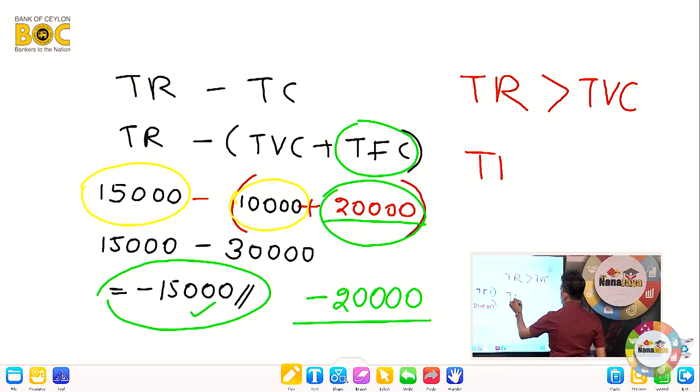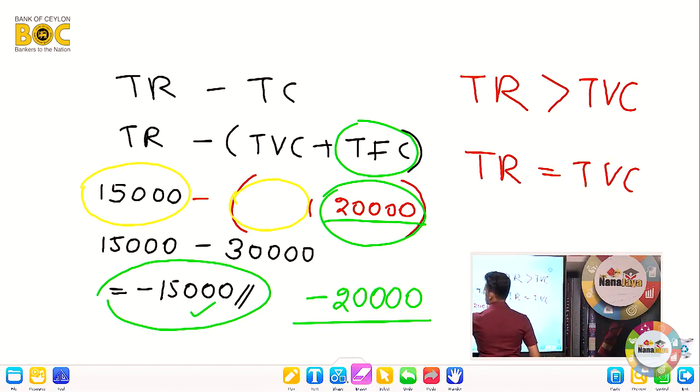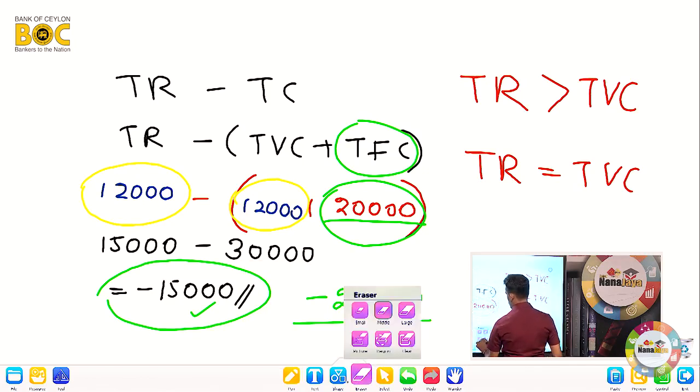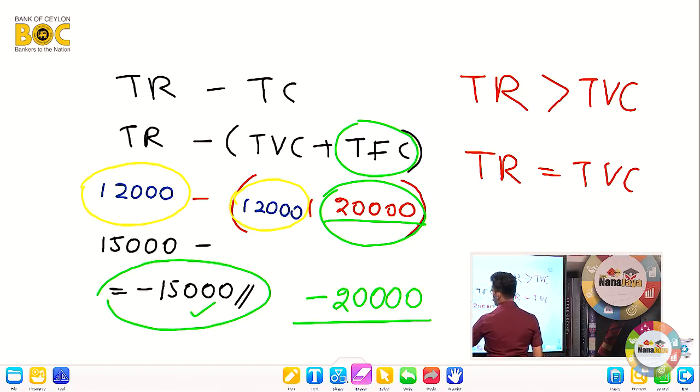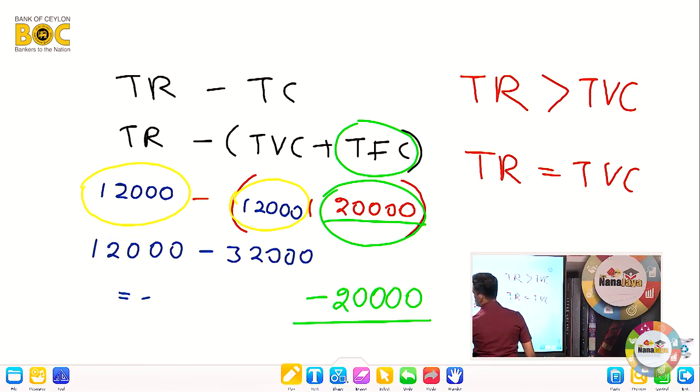But for some reason, if total revenue is equal to total variable cost, I will take an example here. Say the firm produces an output, total revenue is 12,000. The total variable cost is also 12,000. Therefore, the total cost will be 32,000. So the firm will be incurring a loss which is equal to 20,000.